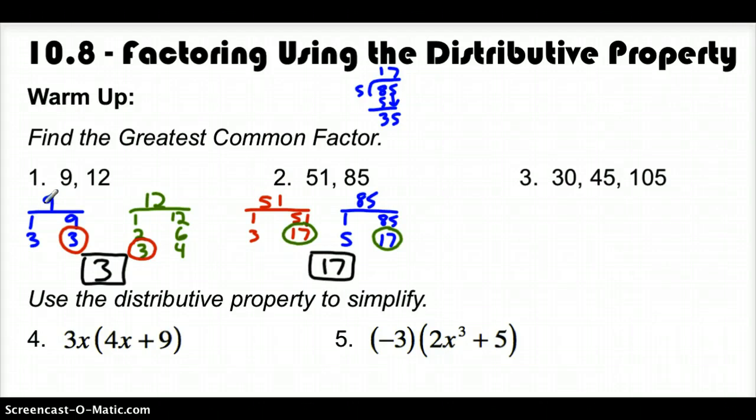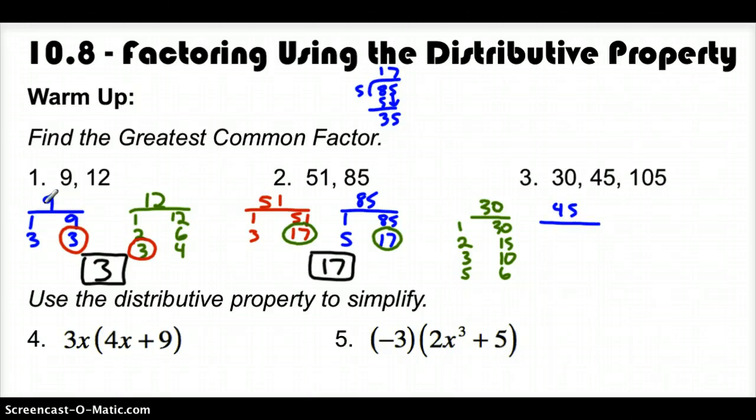So we'll look for the factors of 30: 1 times 30, 2 times 15, 3 times 10. Let's see if any others work. 5 times 6 will work. I think that's our list. Okay, let's maybe look at some factors of 45.